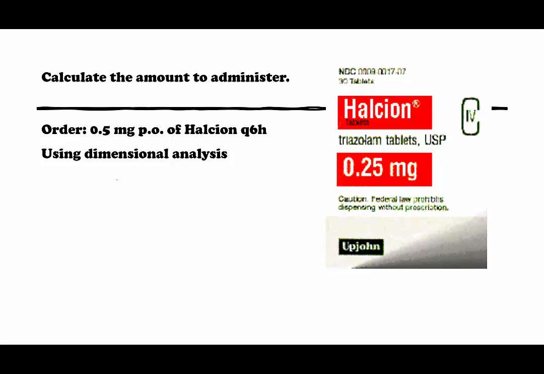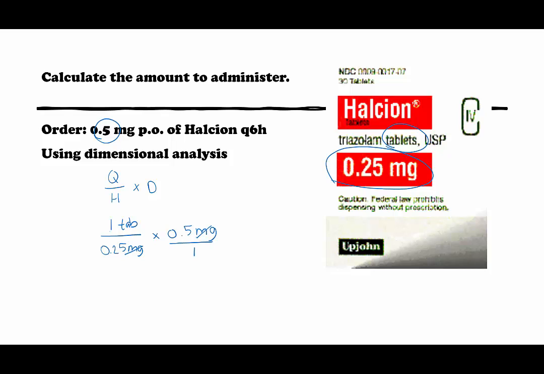Okay, let's look at using dimensional analysis. For dimensional analysis, that's going to be the unit quantity divided by what's on hand times the dose ordered. So the unit quantity is going to be one tablet divided by what's on hand. What's on hand is 0.25 milligrams. And the dose ordered was, what was the order? 0.5 milligrams. And if we look at the dimensional analysis, what should happen is the units should cancel. So milligrams cancels with milligrams. Perfect. That's exactly what we wanted to have happen.